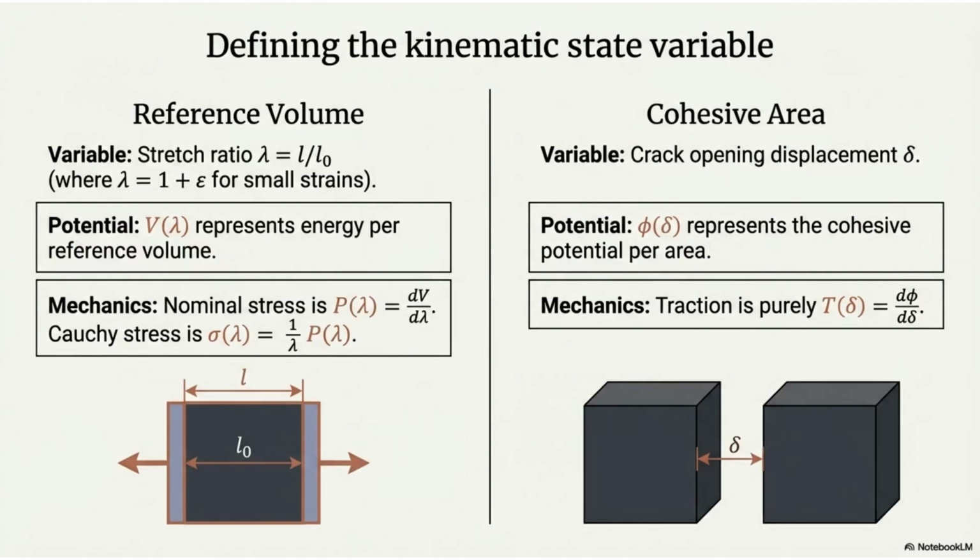We define the kinematic state variable using a reference volume with the stretch ratio and a cohesive area with crack opening displacement. For the reference volume, nominal stress is related to the derivative of the potential. For the cohesive area, traction is the derivative of the cohesive potential.